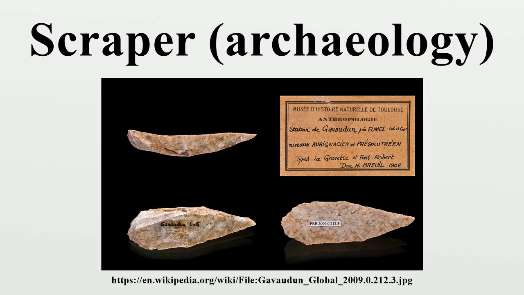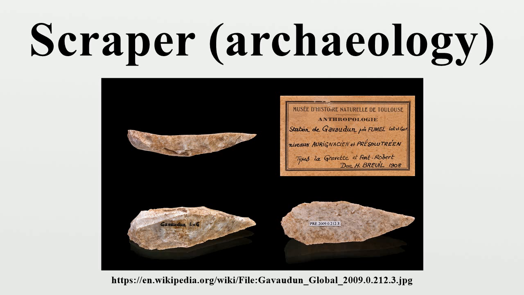Other scrapers include the so-called side scrapers, or racloirs, which are made on the longest side of a flake, and notched scrapers, which have a cleft on either side that may have been used to attach them to something else. Scrapers are typically formed by chipping the end of a flake of stone in order to create one sharp side and to keep the rest of the sides dull to facilitate grasping it. Most scrapers are either circle or blade-like in shape.